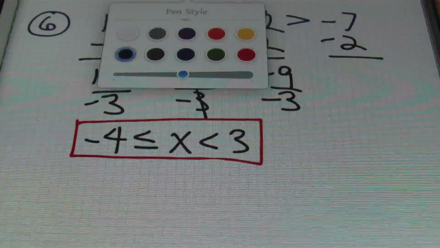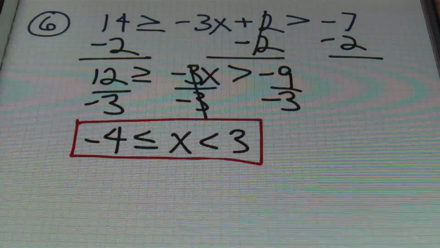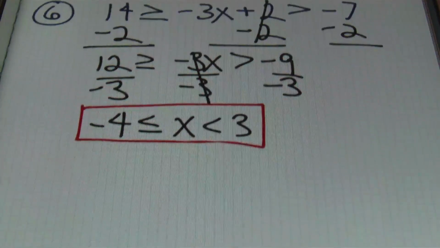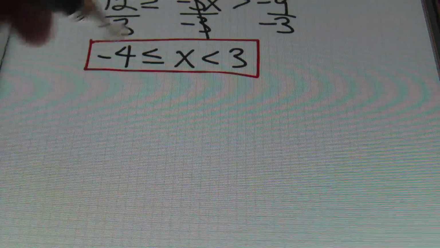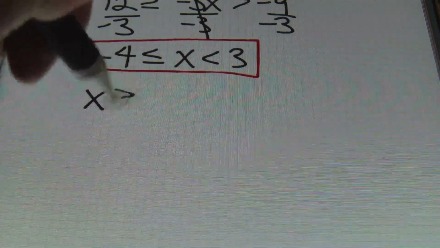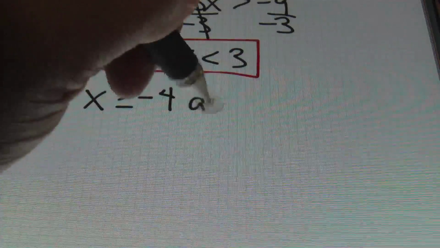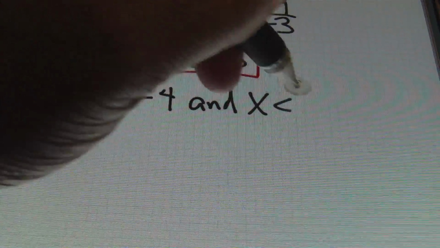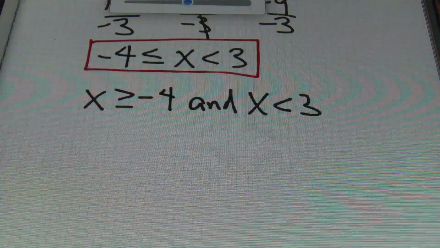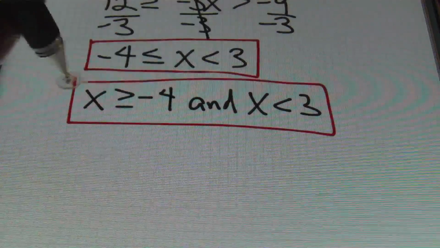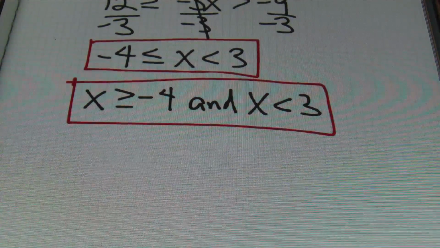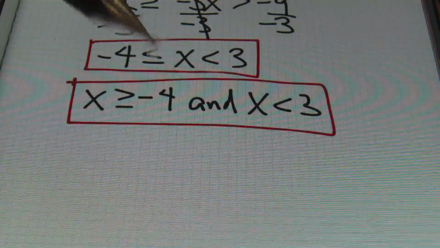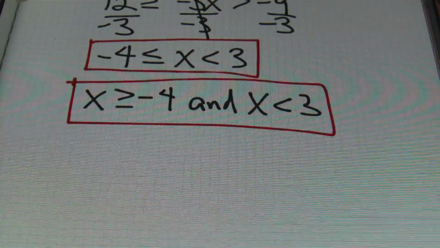Notice that these inequality symbols are both facing to the left, so this is an and situation. So if needed, I could rewrite this as x is greater than or equal to negative 4 and x is less than 3, and this would be my solution here expanded. If I wanted to expand that compound inequality, I can write it as 2 using the word and.